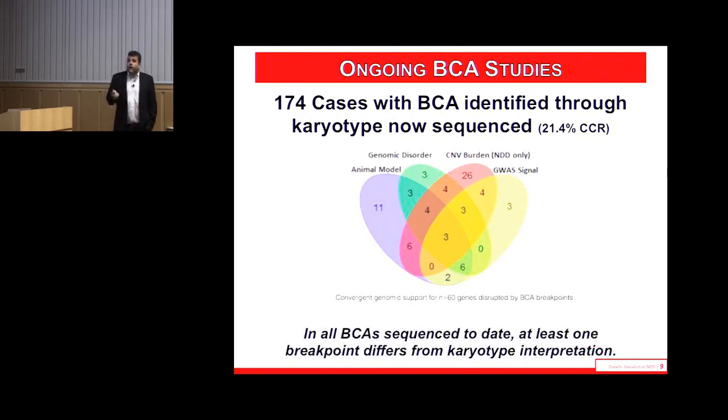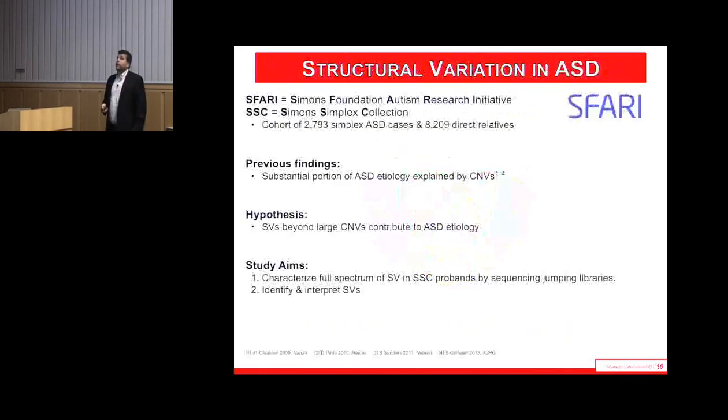One point I want to make, and I'll get back to this in a second: in every one of the BCAs we've sequenced to date, I think, at least it was this way at 150, I haven't gone back and looked again, at least one breakpoint differed from the karyotypic interpretation. So of 174 cases with a karyotypic rearrangement, not once have we sequenced them and actually found both breakpoints to localize to exactly what was predicted by the karyotype. It's always off by at least a subband, and in many cases a band or more. So I'll come back to that in a minute.